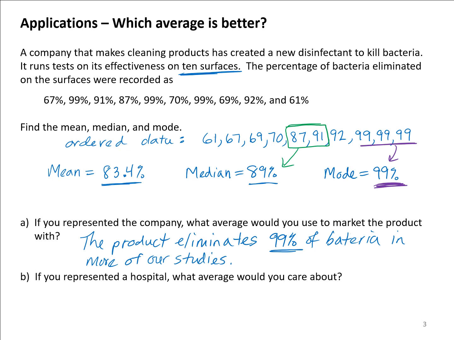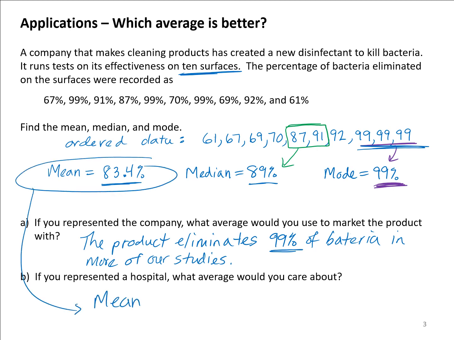However, if you're representing a hospital, the average you might care about might be different. You wouldn't want to know what is the most frequent result. You would want to know about what happens in general over all cases, because you care about eliminating bacteria everywhere. And so you'd probably care about looking at that mean. So depending on who you are, the owner of the company looking at the mode or the hospital looking at the mean, you kind of need to think about how different averages might be better in different situations.